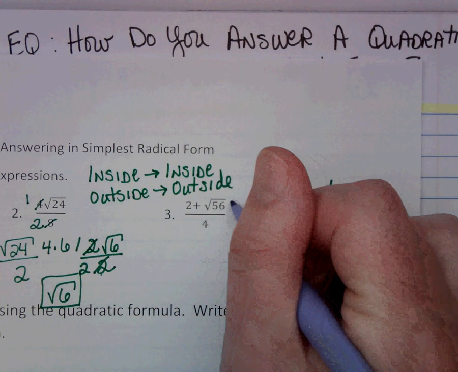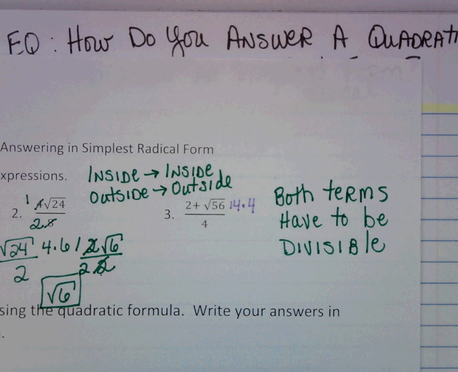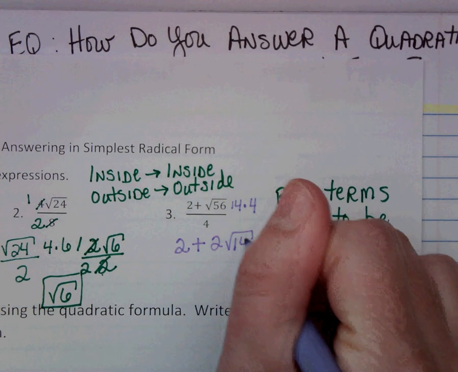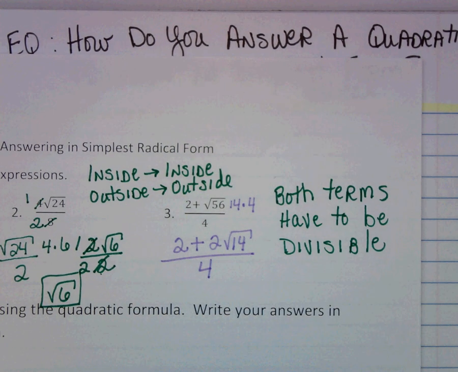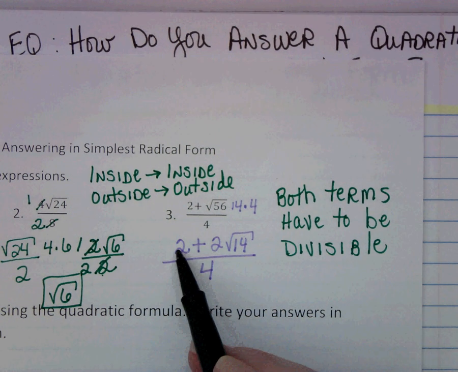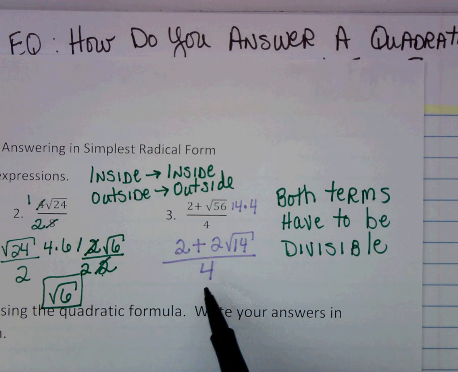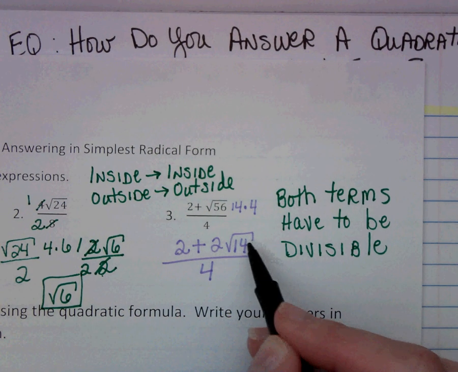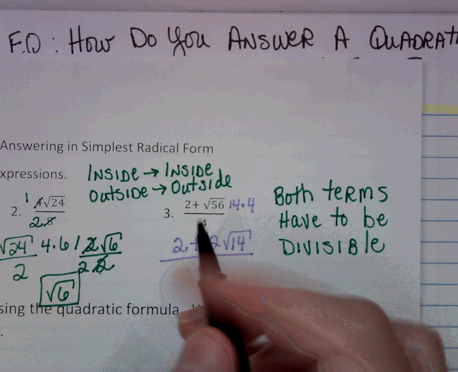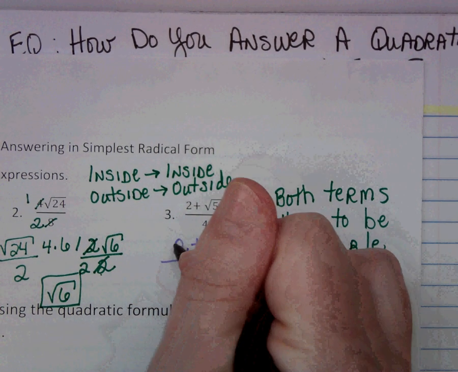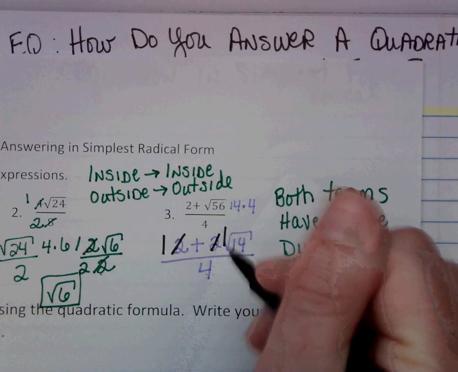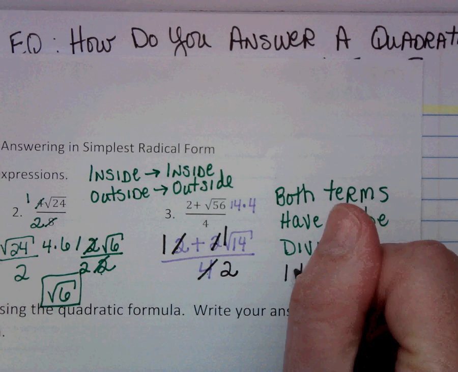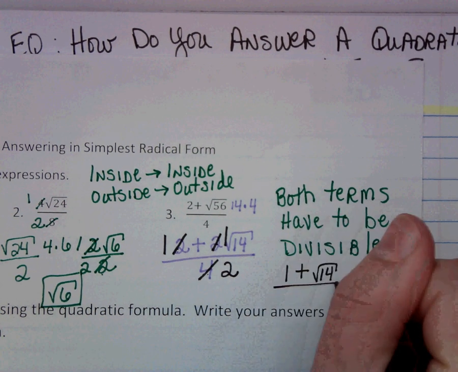But 56 can be broken down into 14 times 4. So now this is 2 plus 2 the square root of 14 over 4. What I want you to see now is both terms have a number divisible by 4, or have a common factor of 2. 14 is not going to get touched. It's inside. Everything else is outside. So 2 goes into all of these numbers. 2 divided by 2 is 1, 2 divided by 2 is 1, 4 divided by 2 is 2. So simplest radical form would be 1 plus the square root of 14 over 2.